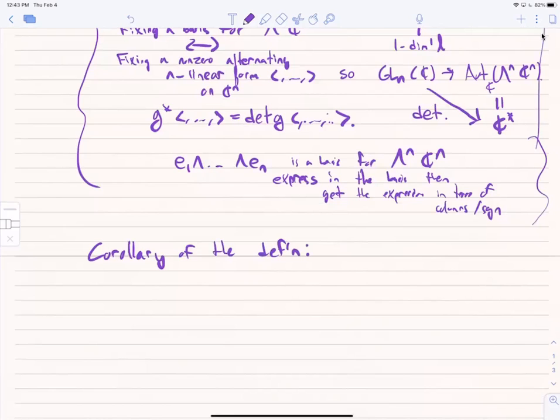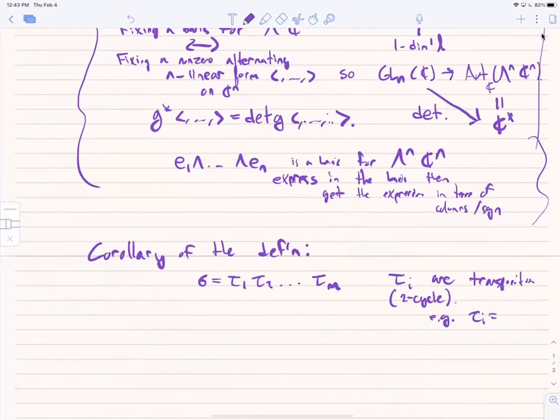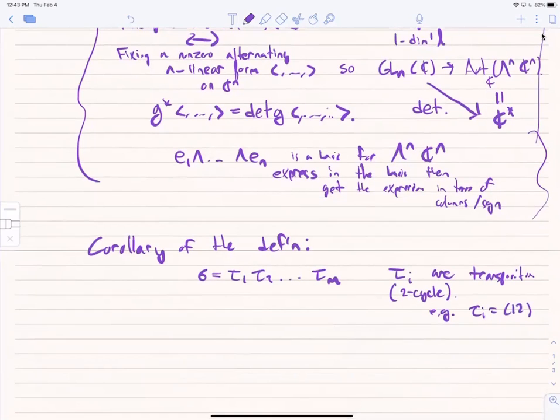you find that if sigma is equal to tau1, tau2, all the way through tau m, where the tau i are transpositions, so that's just a 2-cycle, e.g., tau i could be (1 2), then the sign of sigma is just the product of the signs of the tau i's.